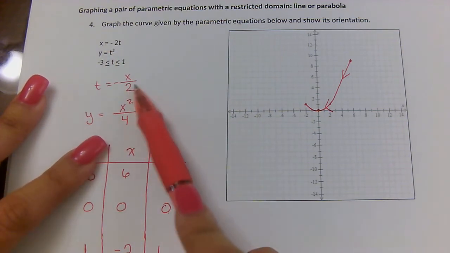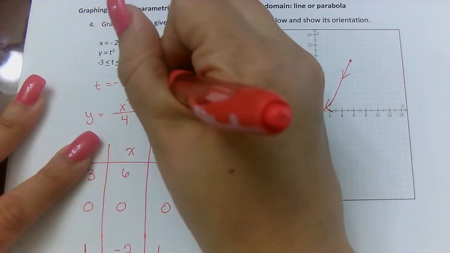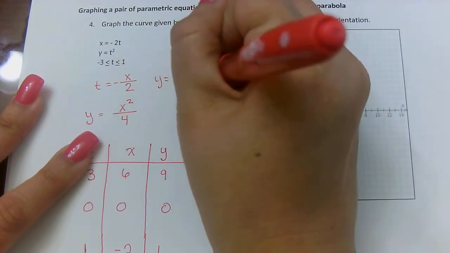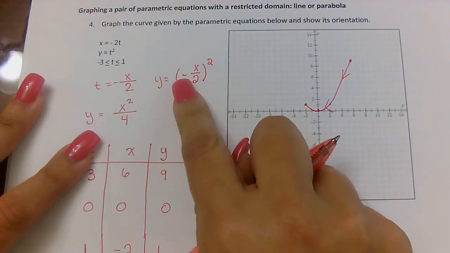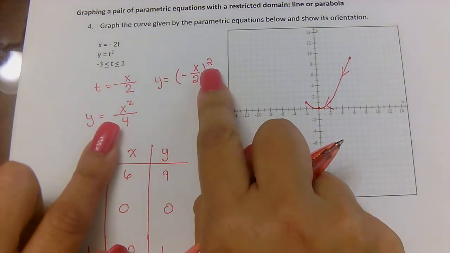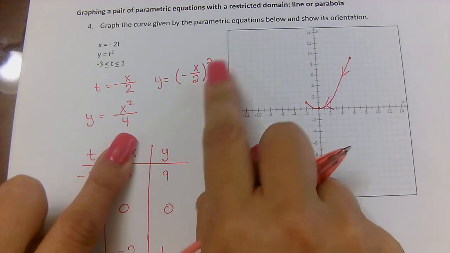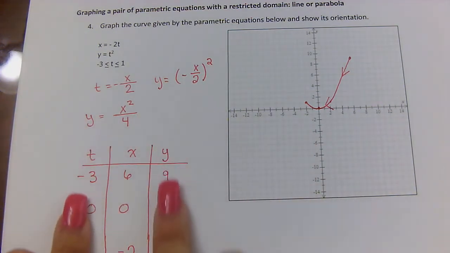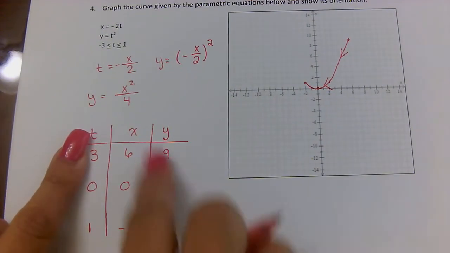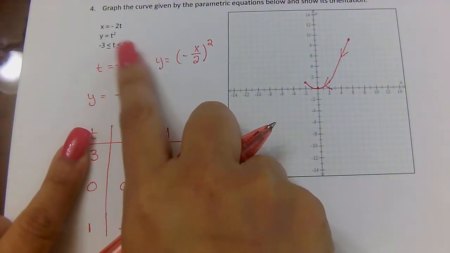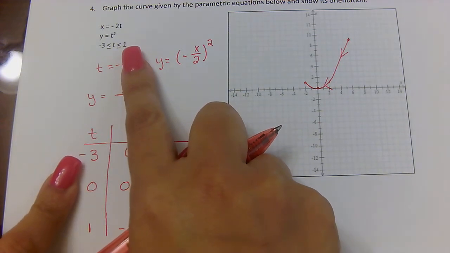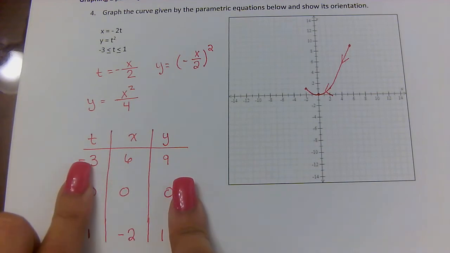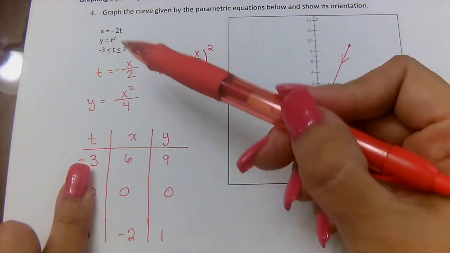So here, I didn't show it, but it's basically going to be y is equal to -x divided by 2, squared. Negative times negative is positive. x squared goes on the top, and 2 squared goes on the bottom. So now I have my equation. Let's go ahead and do our graph. Okay. Set t. Use the restrictions that were given. I'm going to use -3, 0, and 1. Solve for x and solve for y by plugging the t values into the equations up here.